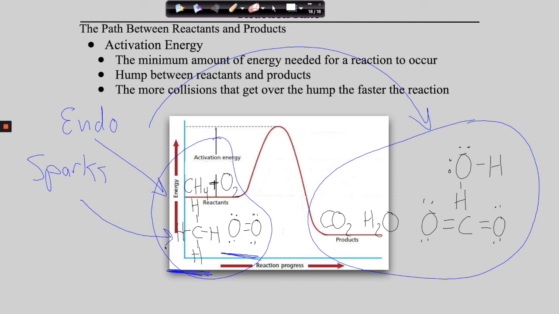So we add some energy and the carbons and the hydrogens break apart and the oxygens break apart. And as that happens, the energy goes up. And up here at the very top, we now have carbons and hydrogens and oxygens all busted apart. Now, guys, understand that if there's not enough energy in those collisions to break the CH4 and the oxygen apart, guys, no reaction will happen.